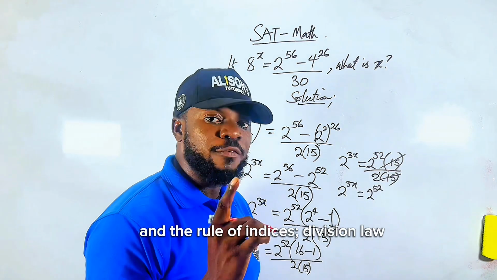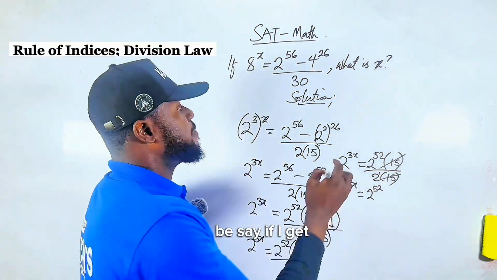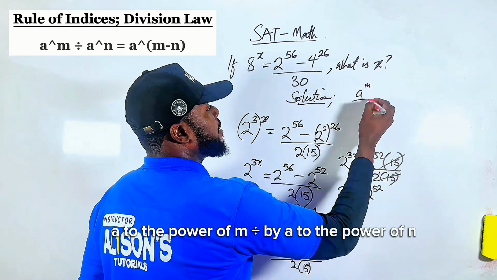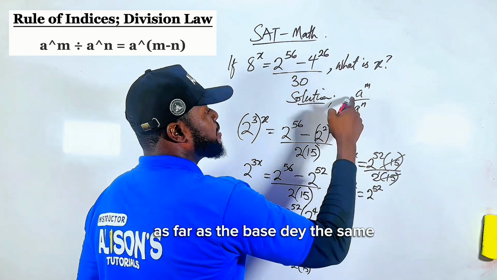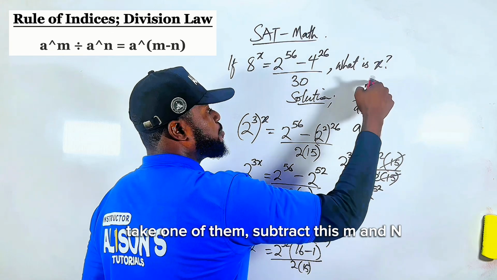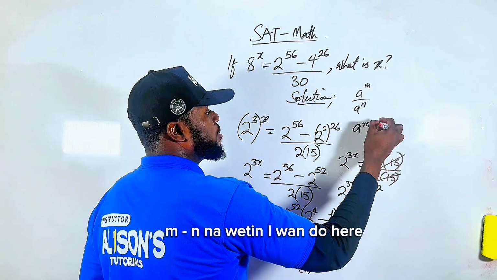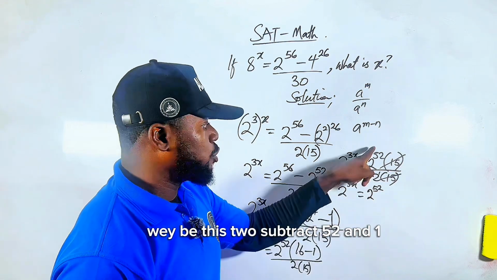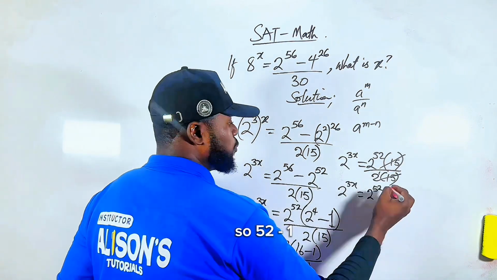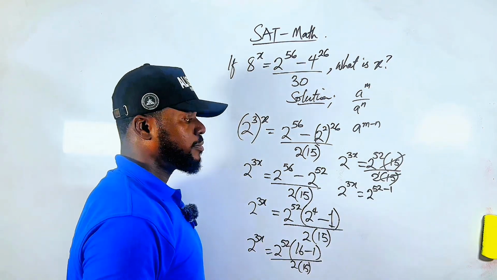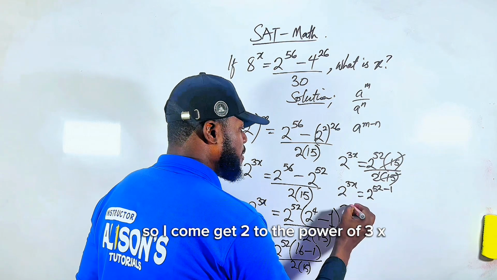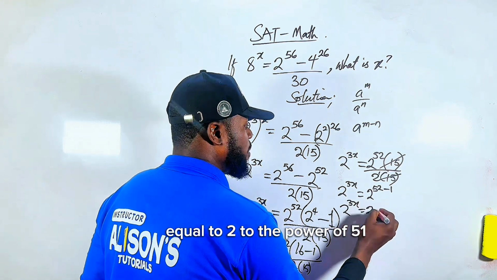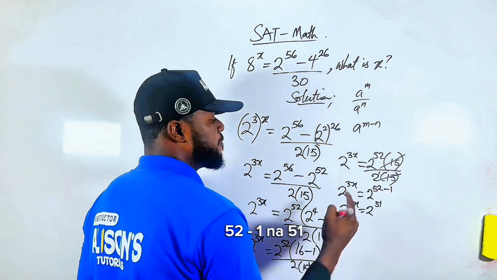And the rule of indices, the division law, says if I have a to the power of m divided by a to the power of n, as long as the base is the same, take one of them and subtract the powers, m minus n. Here the base is the same, which is 2. Subtract 52 and 1, so 52 minus 1. So I get 2 to the power of 3x equal to 2 to the power of 51.